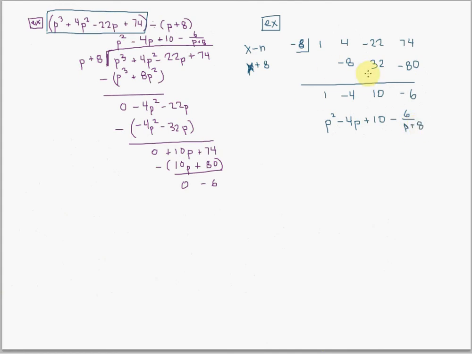Okay, different way to do the same thing. It is important when you're doing both of these, you have to have a term for each one. So p cubed, p squared, p, or x cubed, x squared, x. You have to go down the line. If there's a missing term, you place a 0 as a placeholder. Okay, so there's a quick review of the synthetic and long division. You can do whichever one you're more comfortable with.